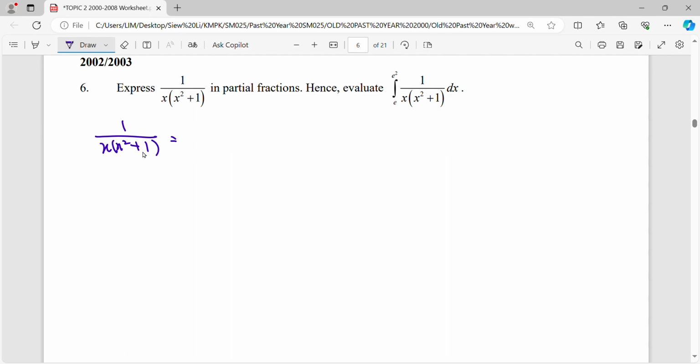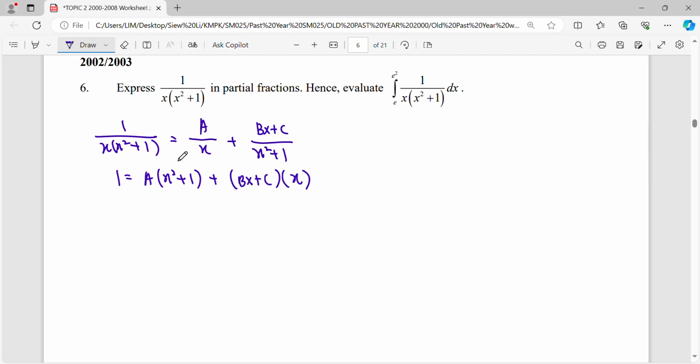Then we split according to linear factor and quadratic factor. For the linear factor, the numerator is a constant. For the quadratic factor, the numerator is linear, bx plus c. Then we get the same denominator, A times x squared plus 1. And then bx plus c you put in a bracket so that it multiplies with x. Without the bracket, it will be a careless mistake, just c multiplying with x only.